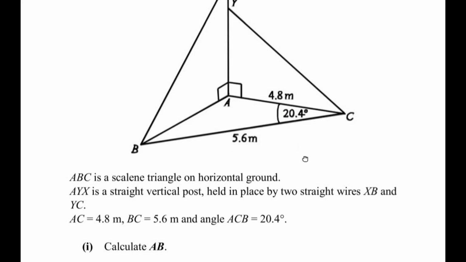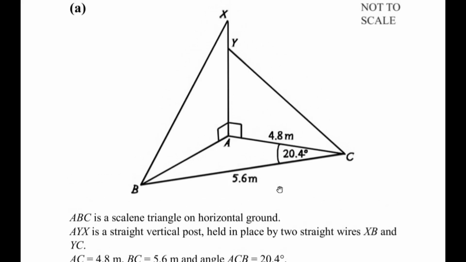So let us understand the question first. Here they have mentioned that the triangle ABC is a scalene triangle. A scalene triangle is one in which the lengths of all the sides are different from each other. So are the angles, so each angle is different from the other. Now we need to find the length of the side AB from this scalene triangle ABC.